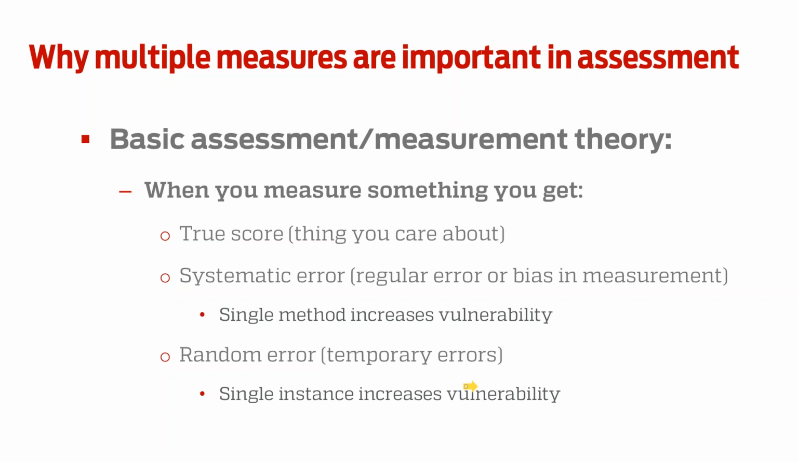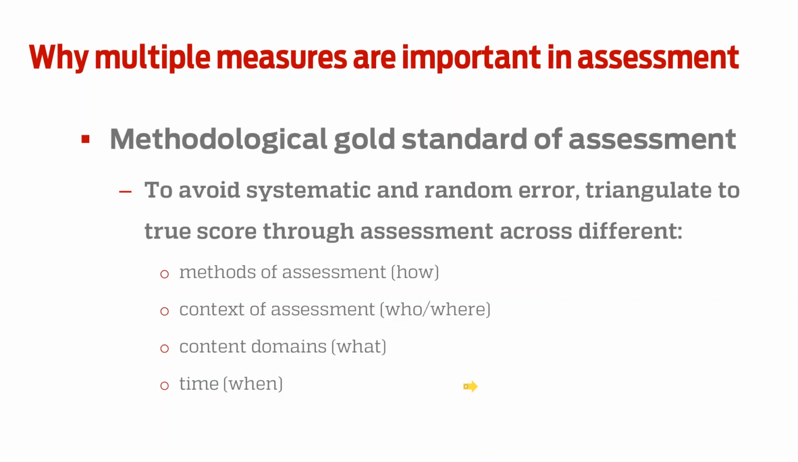So what we're trying to do in assessment, right, the gold standard is to try and avoid those things, to avoid systematic and random error. And the way to do this is to triangulate by measuring things across different methods of assessment, to measure things across different contexts of assessment. So contexts, let me give you an example from California. A lot of community colleges in California have actually changed the context of where they do the assessment to go directly to the high schools, and that's happening elsewhere as well.